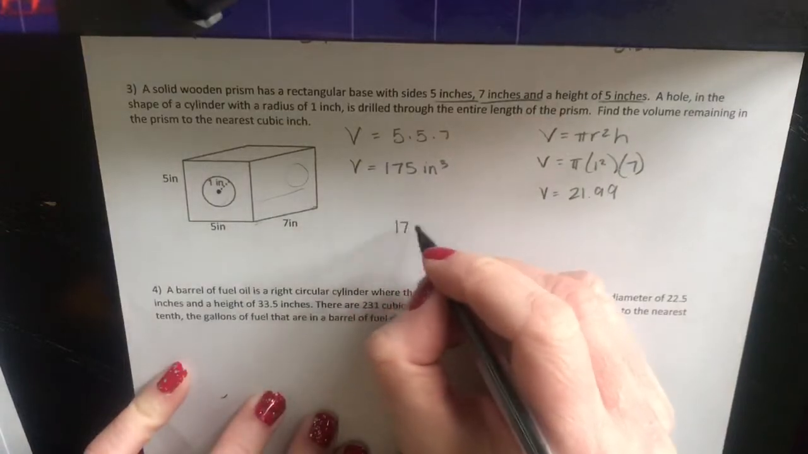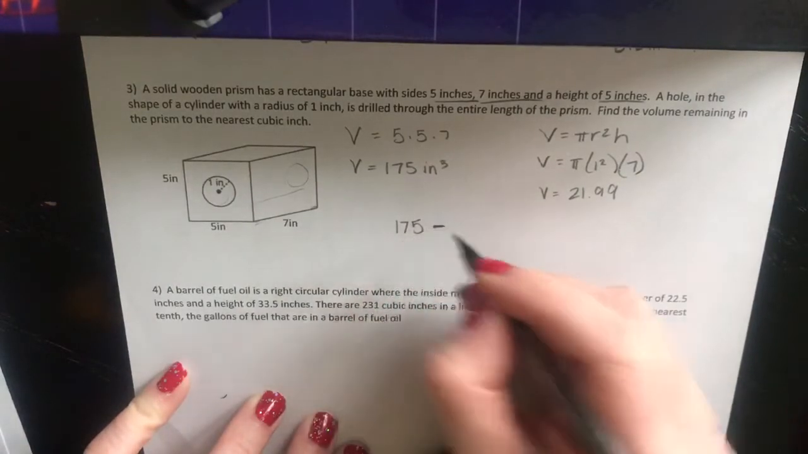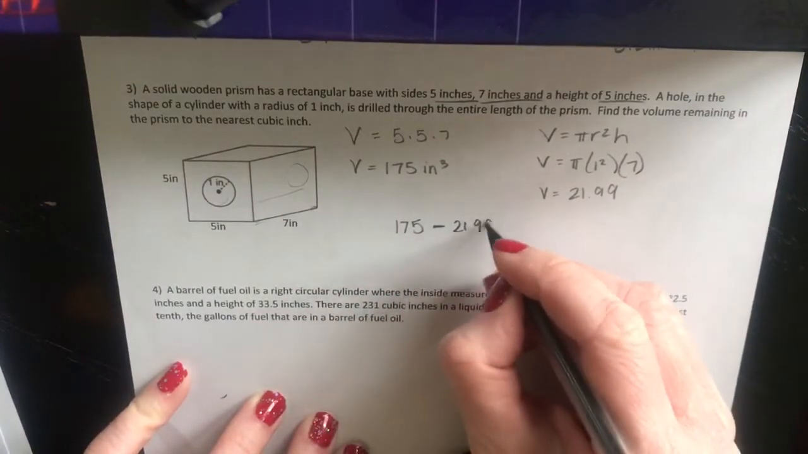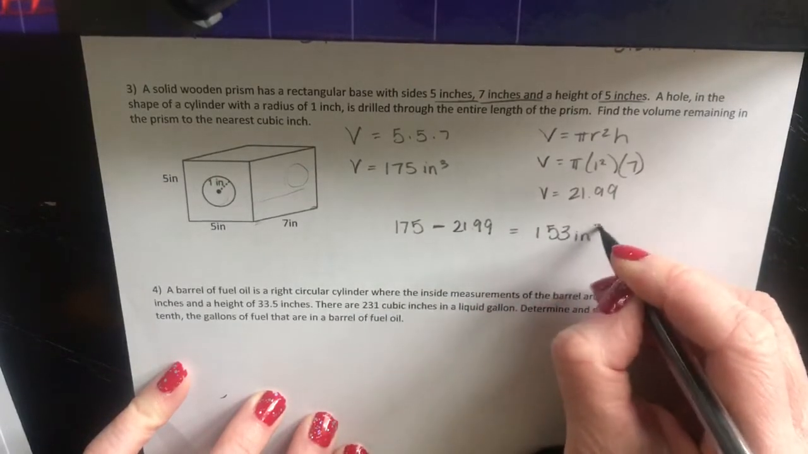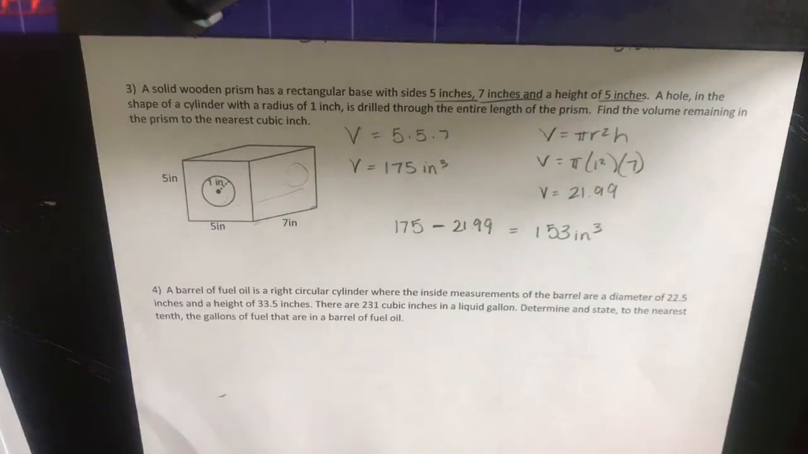So I have the entire prism, taking out, minusing the hole that we're going to drill out, and we're going to get, to the nearest cubic inch, 153 inches cubed.